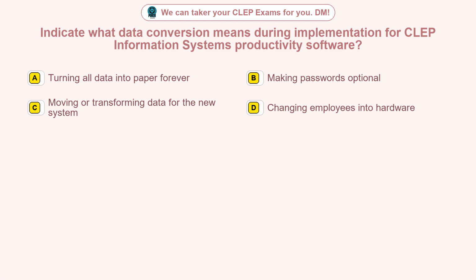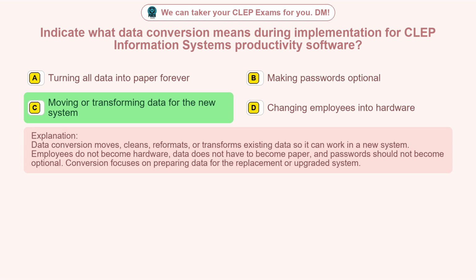Question 75. Indicate what data conversion means during implementation for CLEP Information Systems productivity software. Option A. Turning all data into paper forever. Option B. Making passwords optional. Option C. Moving or transforming data for the new system. Option D. Changing employees into hardware. The correct answer is option C. Moving or transforming data for the new system.